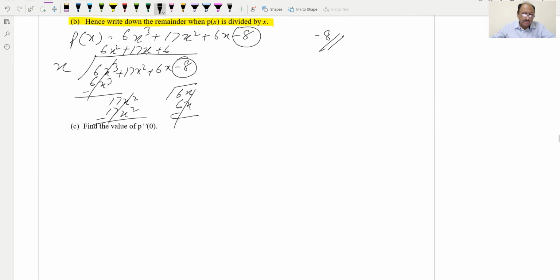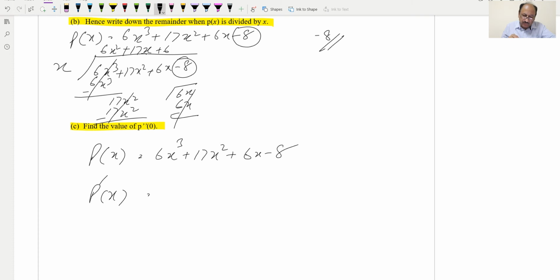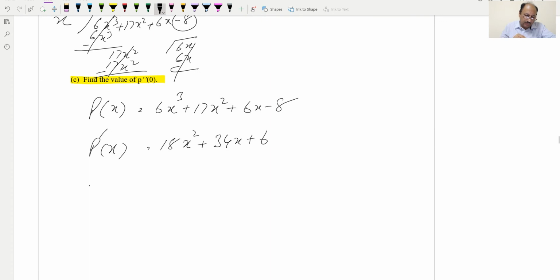Hopefully you understood this. Now they are saying C part, find the value of p double dash of 0. So second order derivative is basically required. So p of x we know is equal to 6x cube plus 17x square plus 6x minus 8. So p dash of x will be what? First order derivative will be 18x square plus 17 into 2 will be 34x and plus 6, and derivative of minus 8 will be 0, and p double dash of x will be equal to second order derivative. So 18 into 2 will be 36.